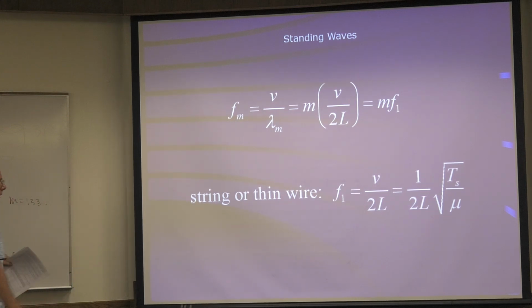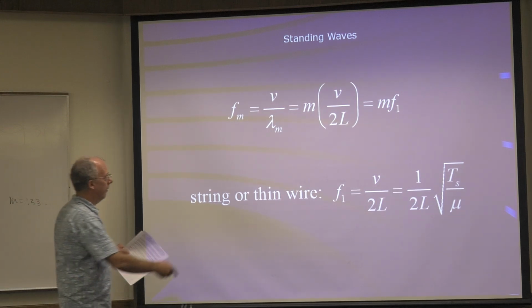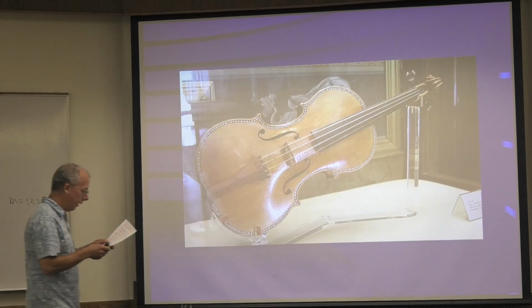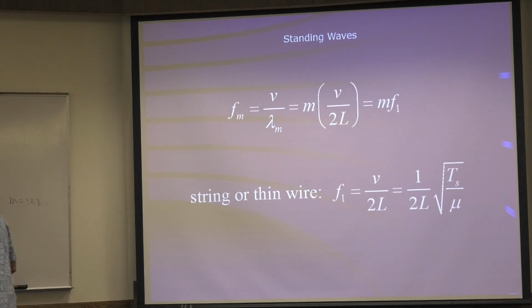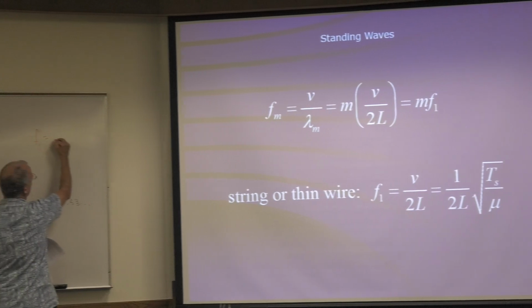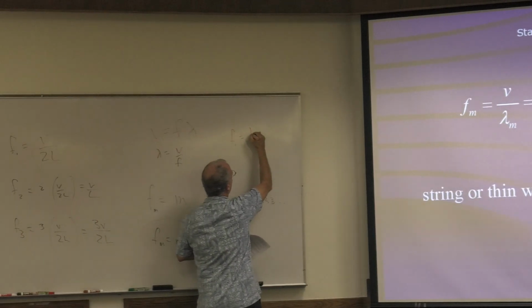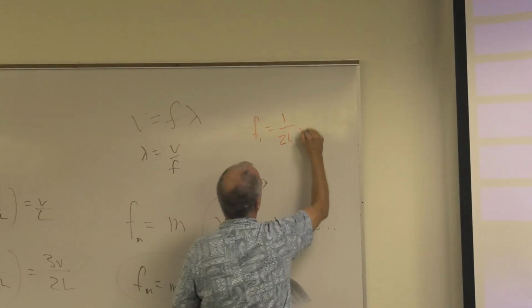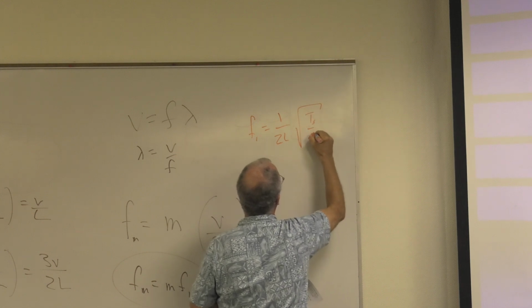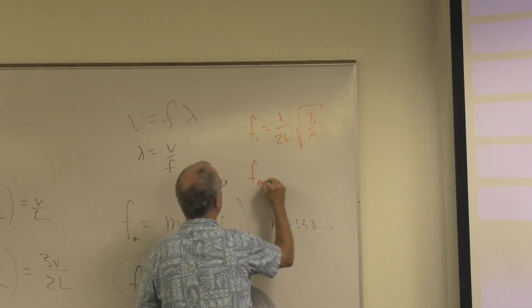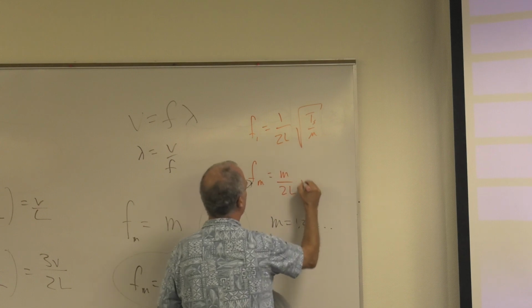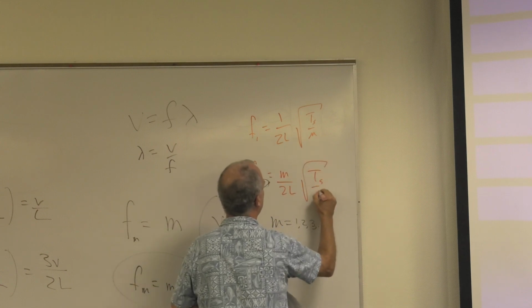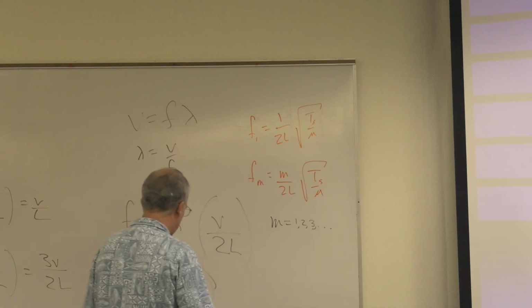Now, here's a question for you. That's just a fundamental, then you have other ones too. But okay, so here's a violin, and let me write that equation down. For a violin, F1 equals 1 over 2L square root of tension over mu. And then, of course, F_m equals m times that, so m over 2L square root of tension over mu. So those are the frequencies for a violin.